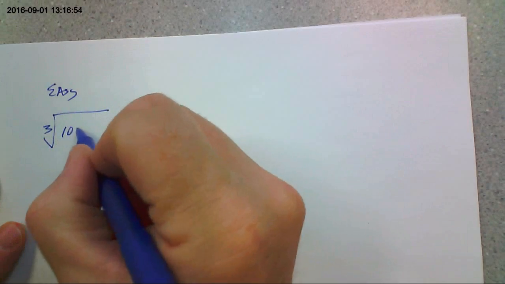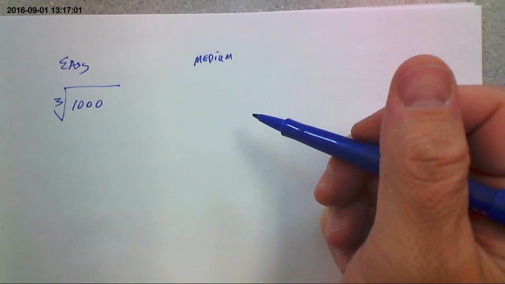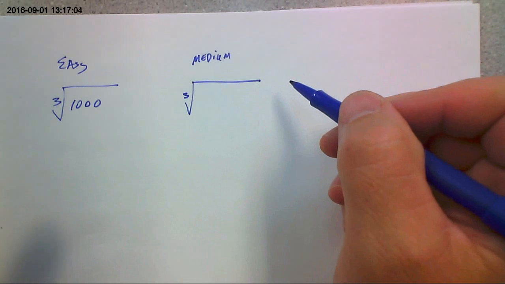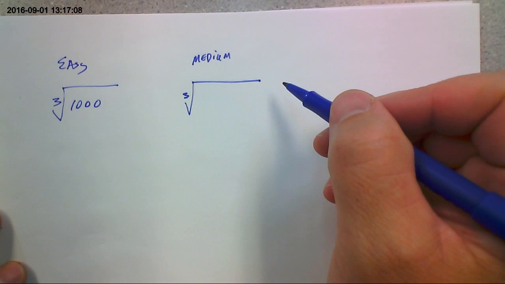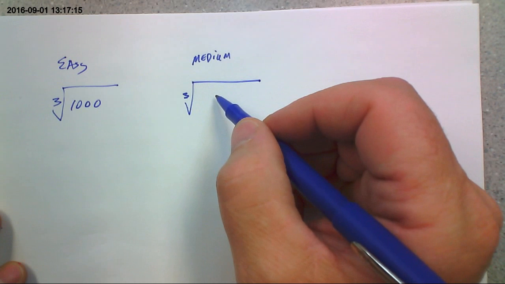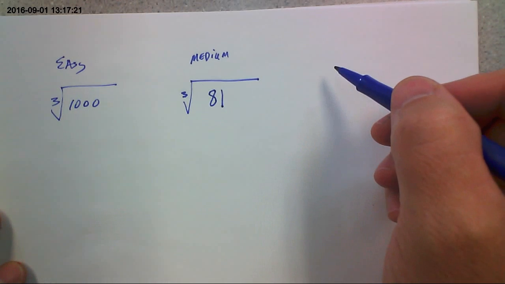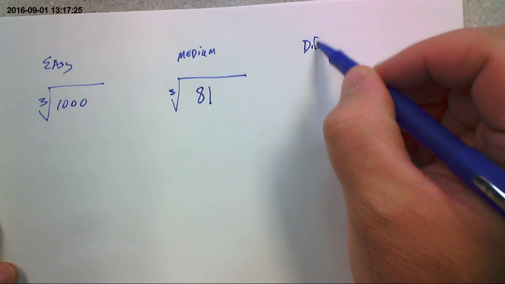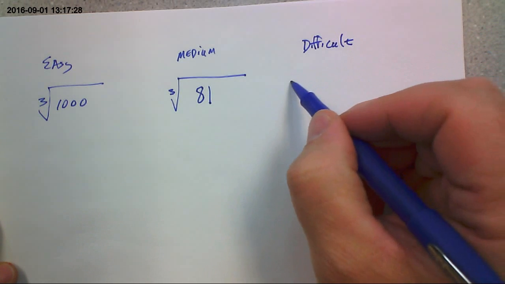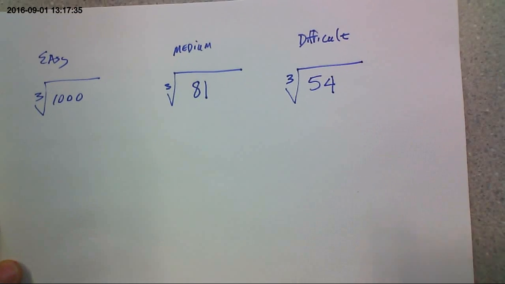Cube root of 1,000. Medium. Cube root. Let's do 81. Oh, that's not on your list. Difficult.